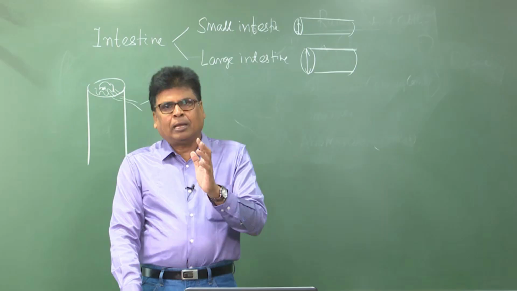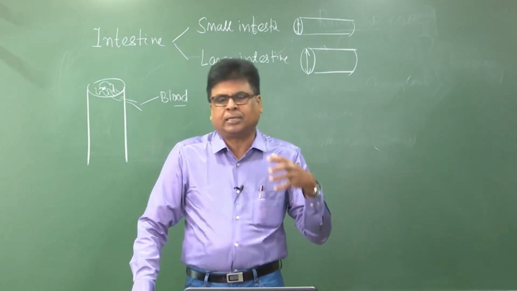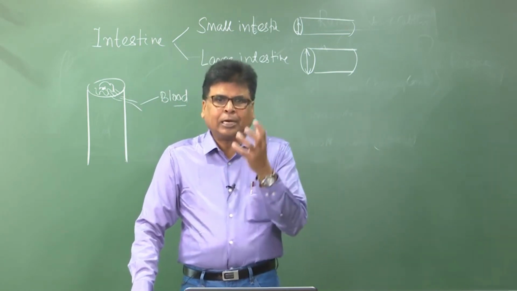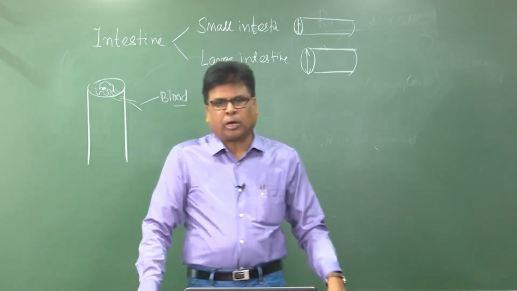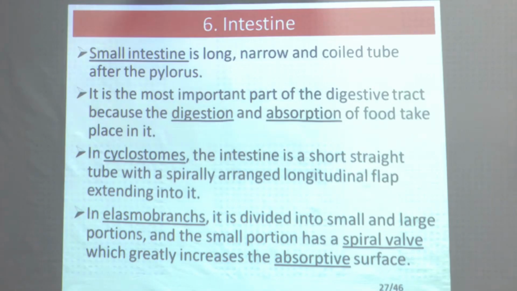The fish again is of two types, and I shall discuss them one by one. The first is the cartilaginous fish, the second is the bony fish. In case of elasmobranchs, the cartilaginous fish, the intestine is divided into a small and a large portion.